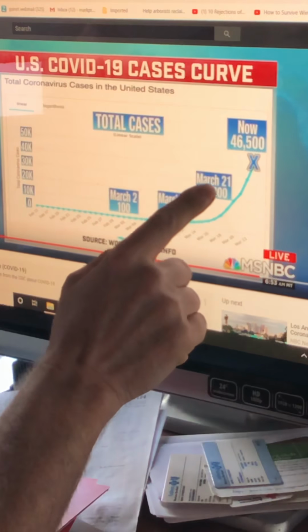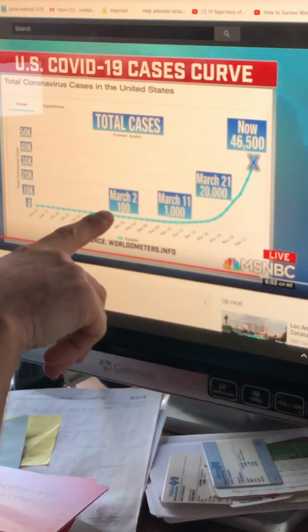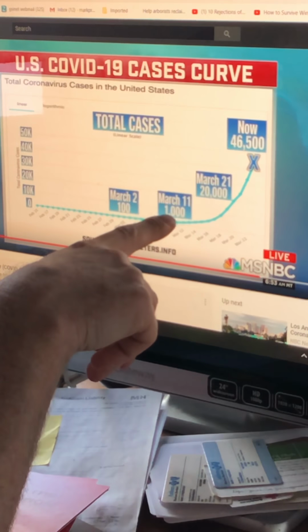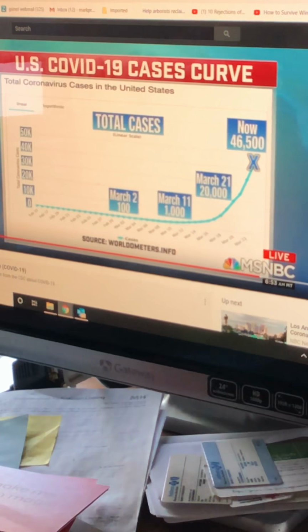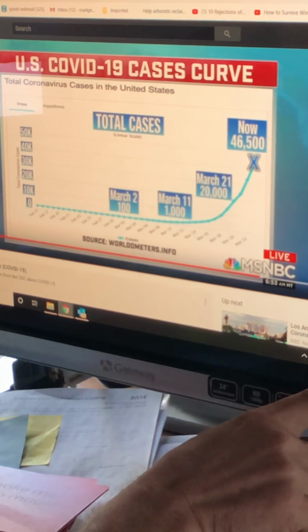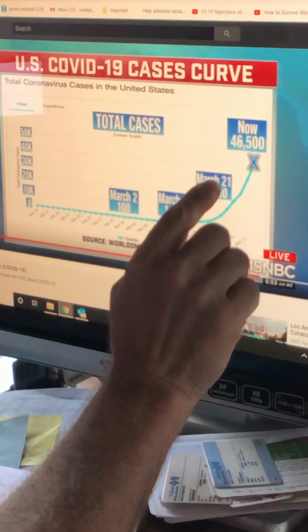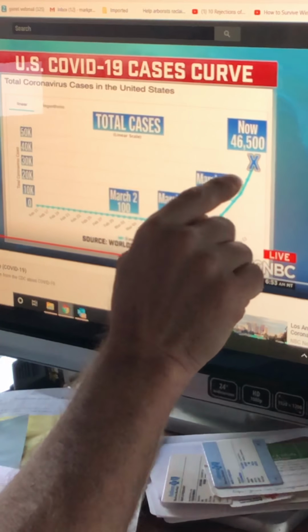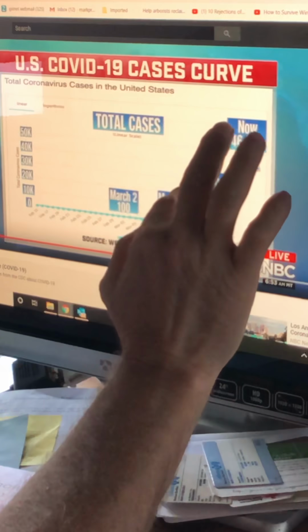And then 10 days later, we had 20,000 cases. So here we went up a factor of 10. Before, 100 times 10 is 1,000. But now we went a factor of 20, because 1,000 times 20 is 20,000 in 10 days. And today is March 24th. Between the 21st and the 24th, which is only 3 days, we've doubled again to 46,500 in only 3 days.